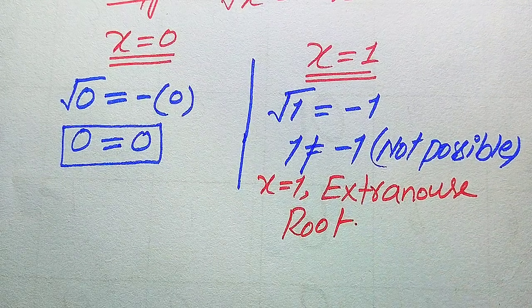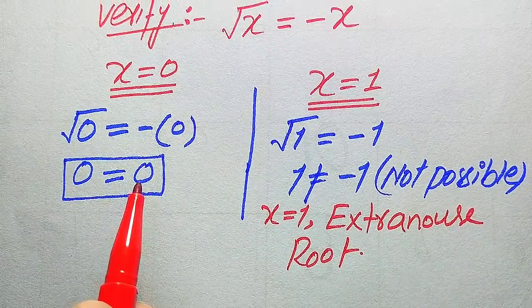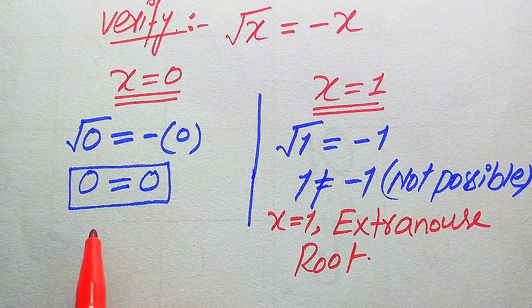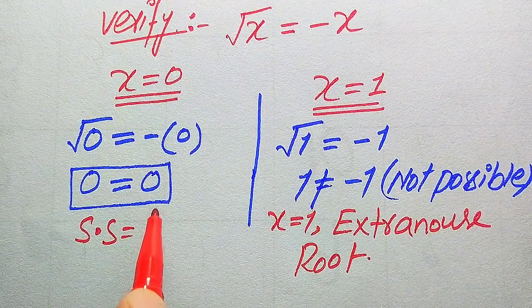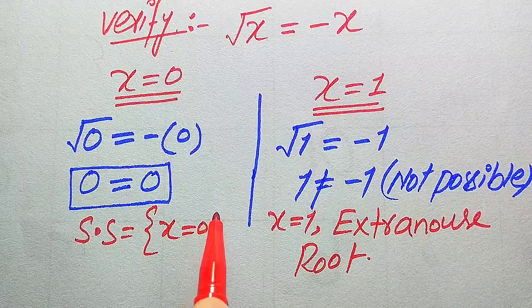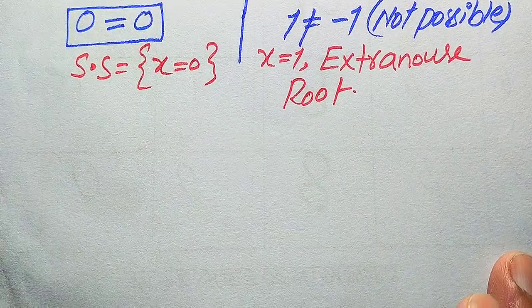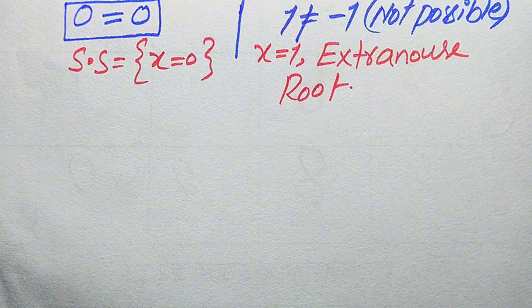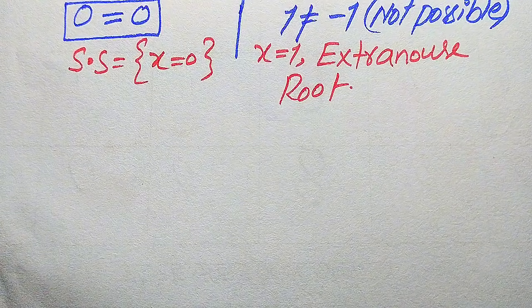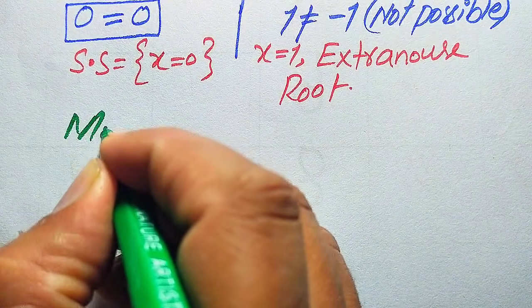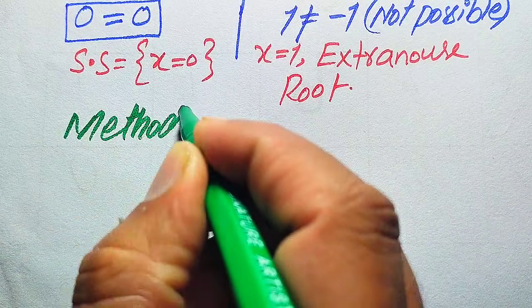Okay, so this is the extraneous root, and x equals 0 satisfies our given question statement. So this means that x equals 0 is the solution set of the given question. So this is the final conclusion of the first method. And now here we again solve this problem by the second method.